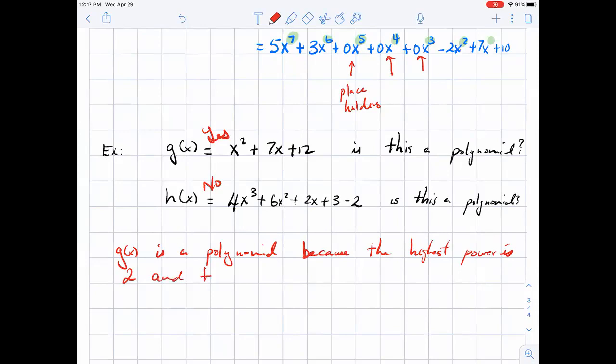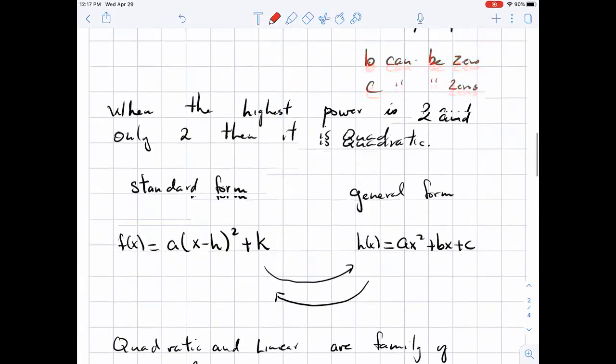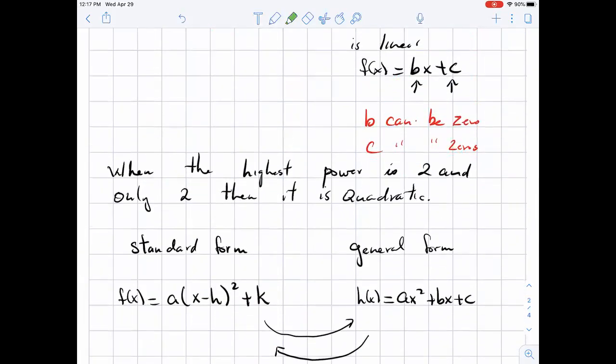And there are no negative powers. The highest power in any polynomial must be 2. That's what a quadratic is, guys. Quadratic, okay? For any quadratic, 2 and only 2 is the highest power, okay?